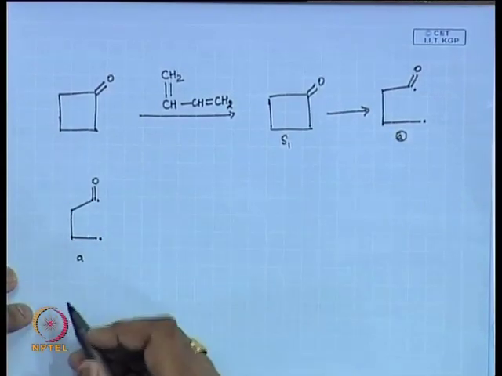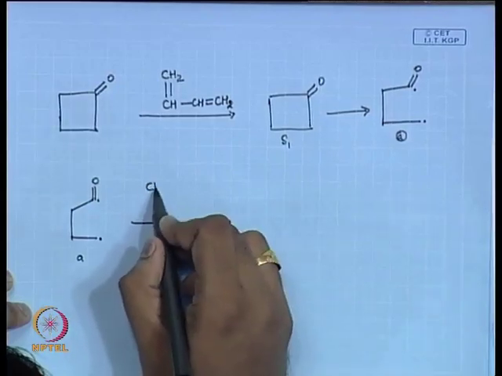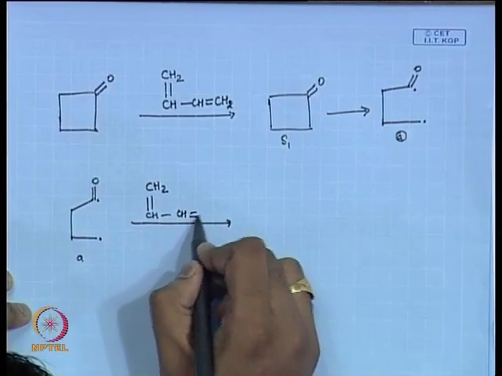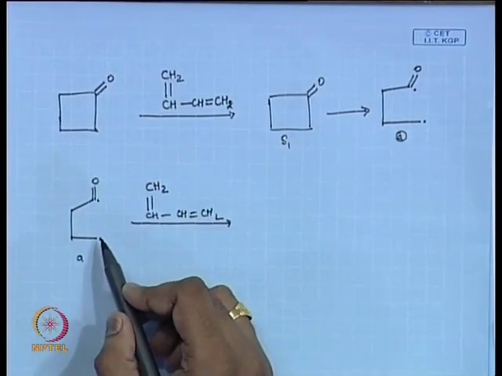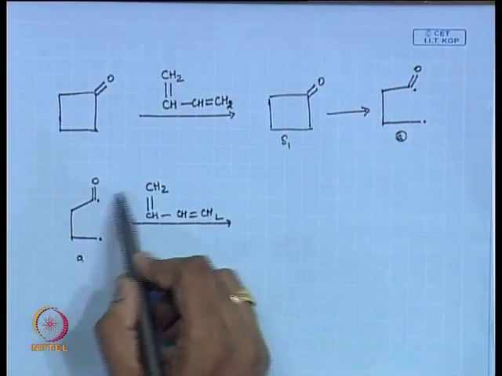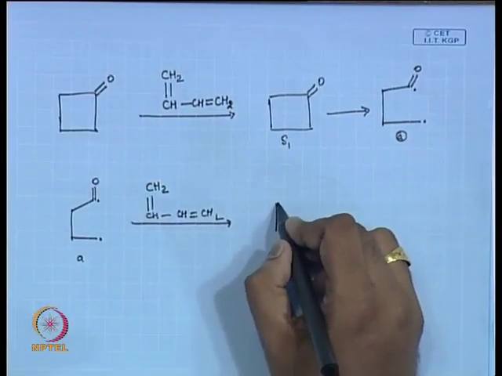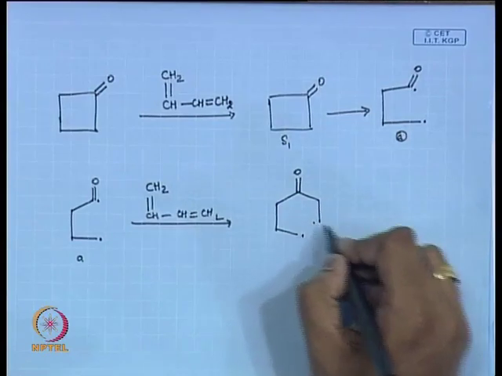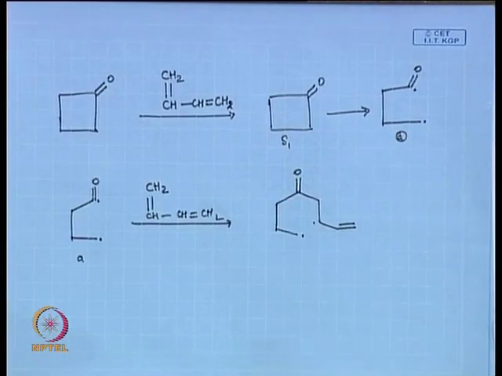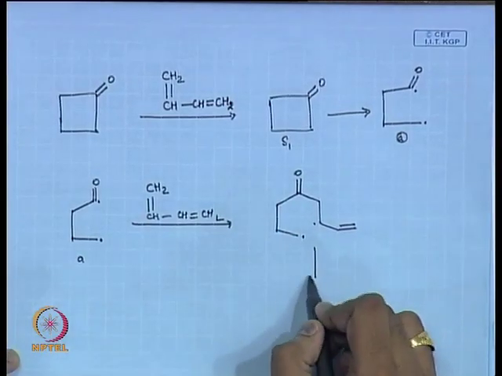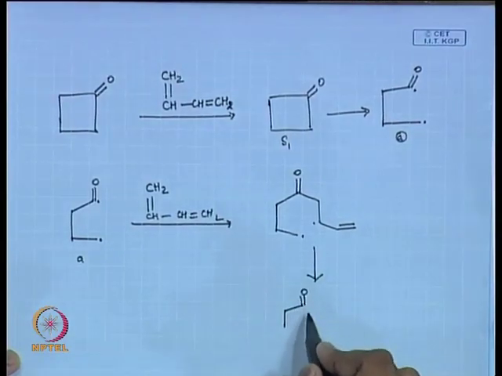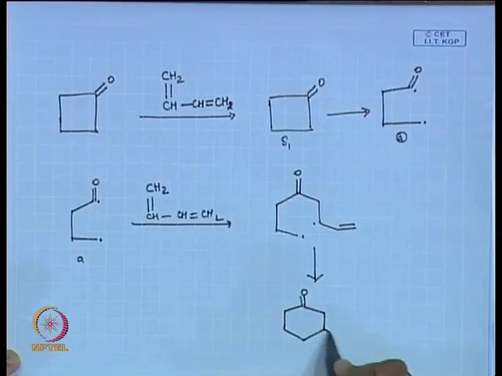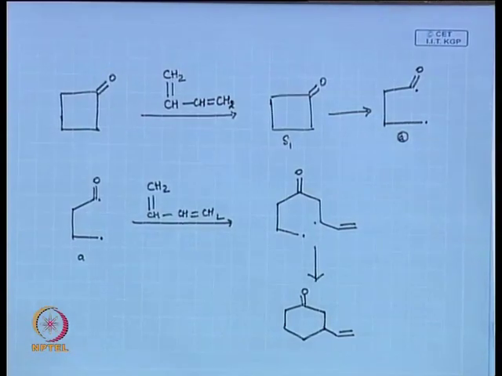See, now it does not do any decarbonylation, all these things, because it has an alkene to react with. It tries to react with this alkene, right. So, your acyl radical can add to your CH2, giving me this. Yes, right. Then, so I get 3-vinyl cyclohexanone.